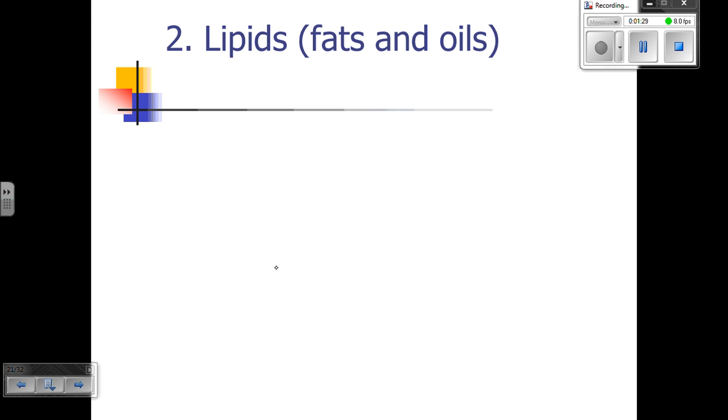Today we're going to be talking about the second class of essential biological macromolecules, which are also known as lipids. Okay, and lipids contain two things. Lipids contain fats, and lipids contain oils. And we're going to talk about the difference between fats and oils today.